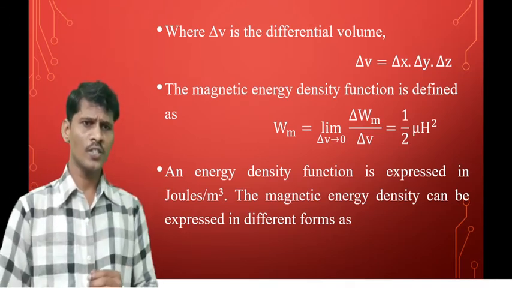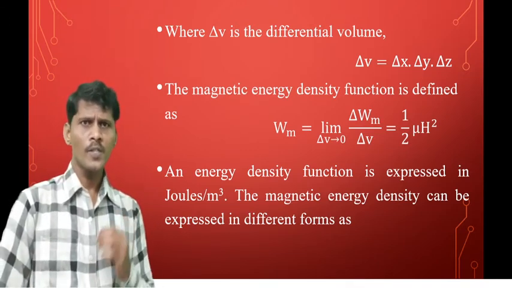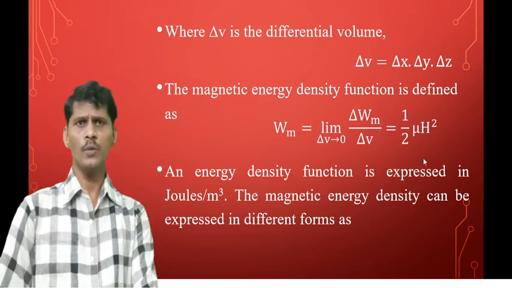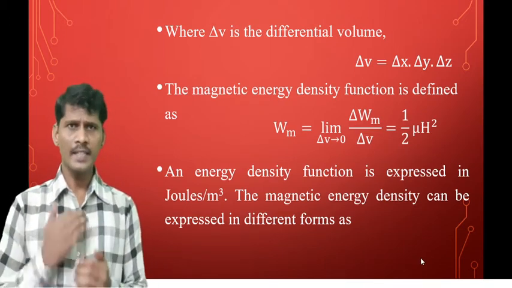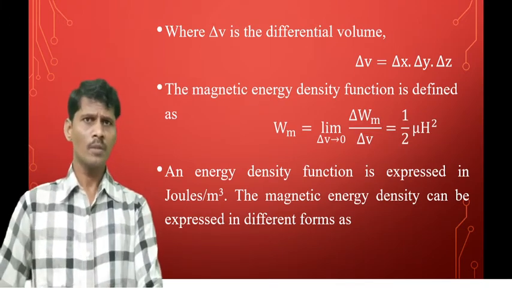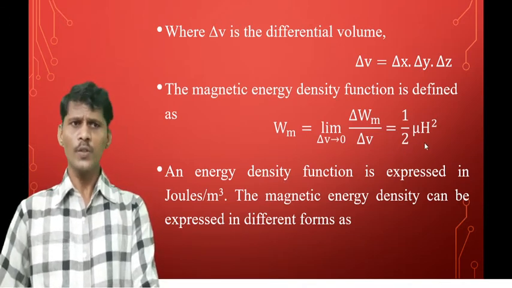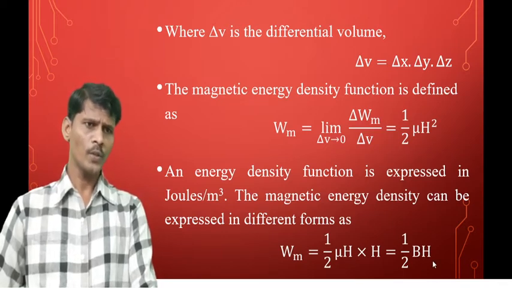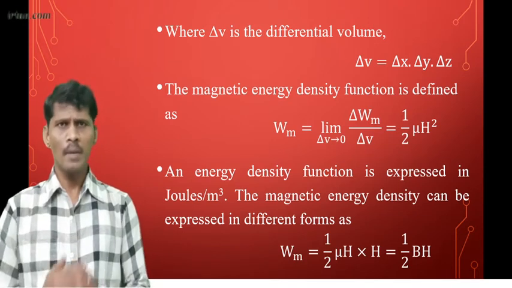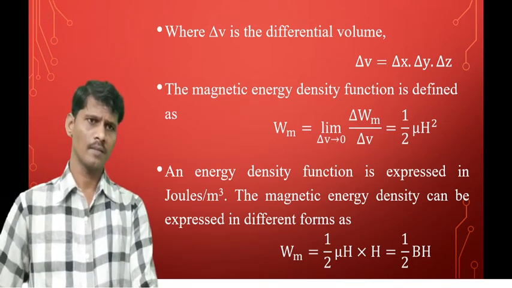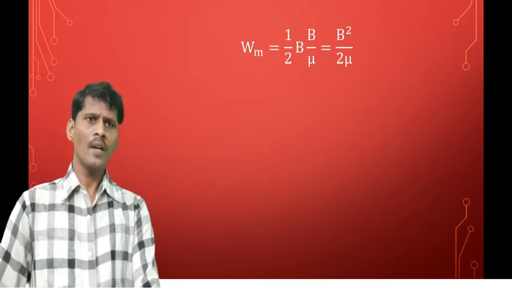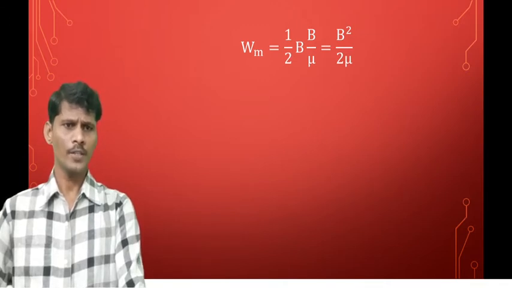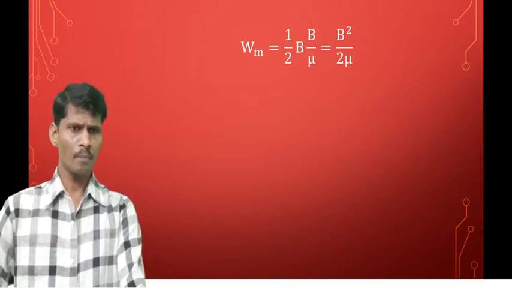The magnetic energy density function can be represented in various forms. So this is one form, Wm is equal to half into mu H square. Another form of the magnetic energy: Wm is equal to half into mu H square, where H square is written as H into H. Mu H is B, so half into B dot H is another form of the magnetic energy. And another form is Wm equal to B square by mu H, that is, B square by 2 mu.